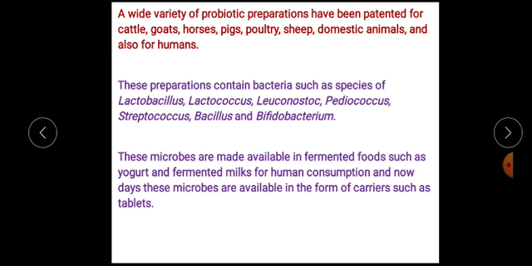As I said, these microbes are present in fermented foods, yogurt, fermented milk. They are available commercially now, in the form of products like Yakult, liquid formulations, and also in the form of tablets. As I mentioned earlier, whenever antibiotics are prescribed, the doctor will advise you to take capsules or tablets which contain these probiotic microorganisms. So that is the story of probiotics.